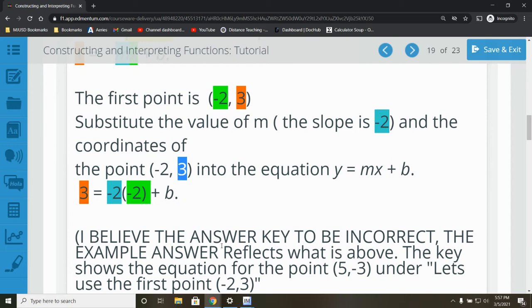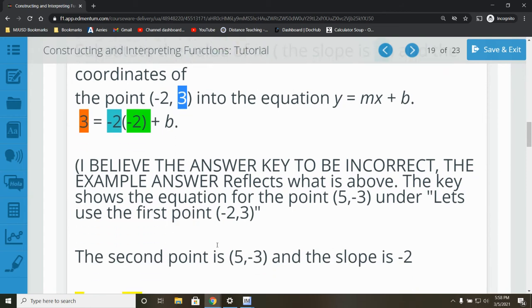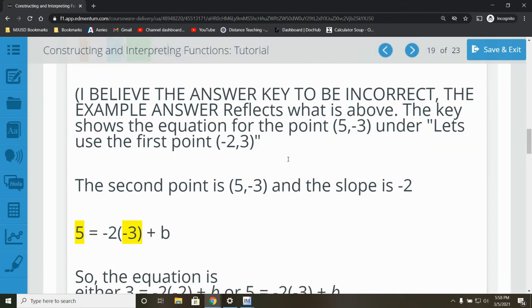The answer key, I believe, is incorrect. The example down below reflects what is here above. The key shows 0.5 comma -3 or -3 under this one. So when we're grading and looking at that, it's best to keep it straight. I believe the answer key in the guided notes is incorrect per down below.